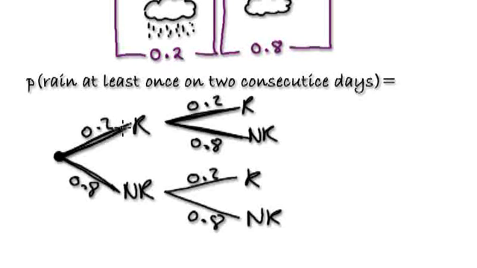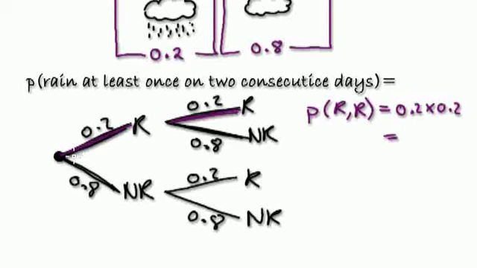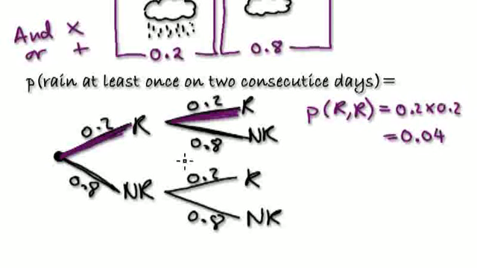Now which branches are good for what we want to know? We want to know about it raining at least once. Well, rain and rain, this branch here is classed as at least once. So this is a good outcome. Because we want rain and rain, we need 0.2 times 0.2. Because when there's an and, you times. If it's an or, then you add. We need this branch first. So 0.2 times 0.2, jump to your calculator if you want, it would be 0.04.